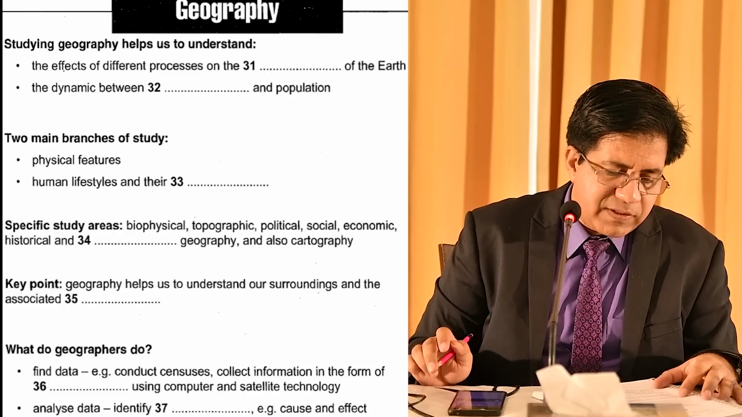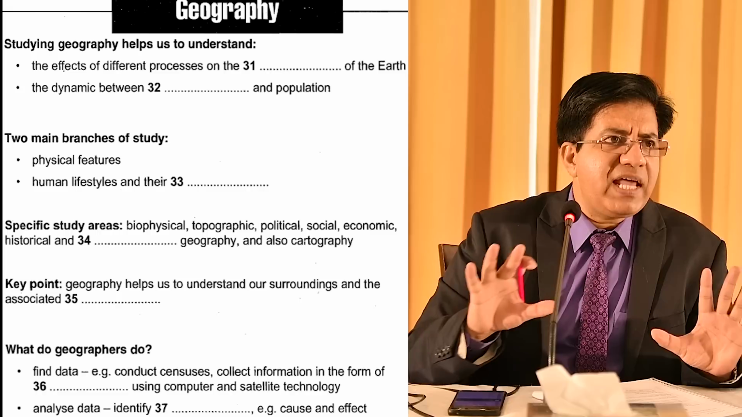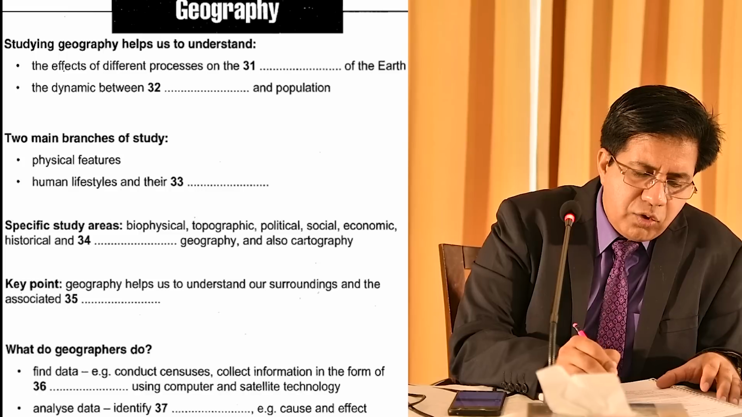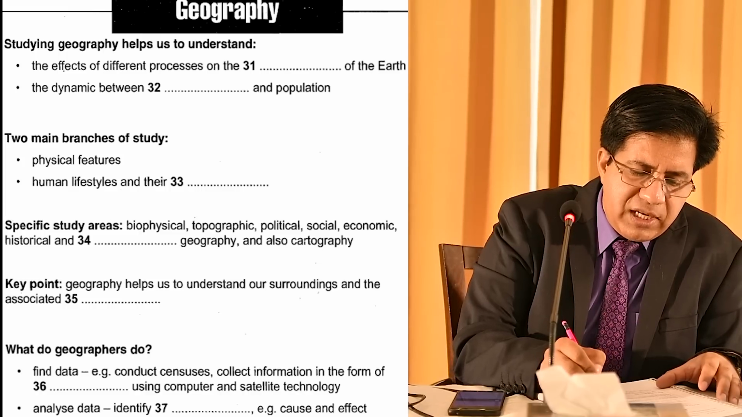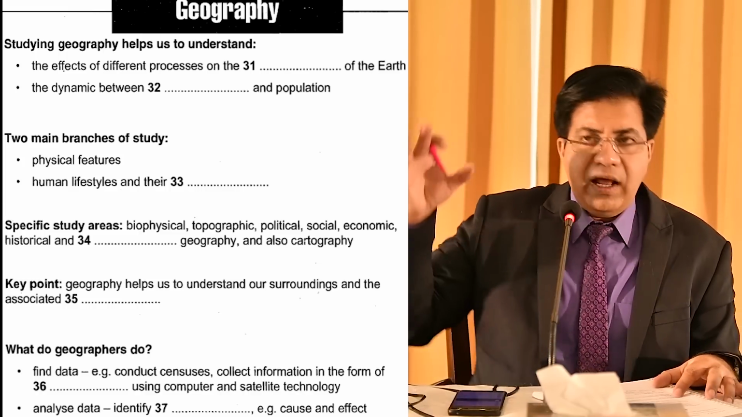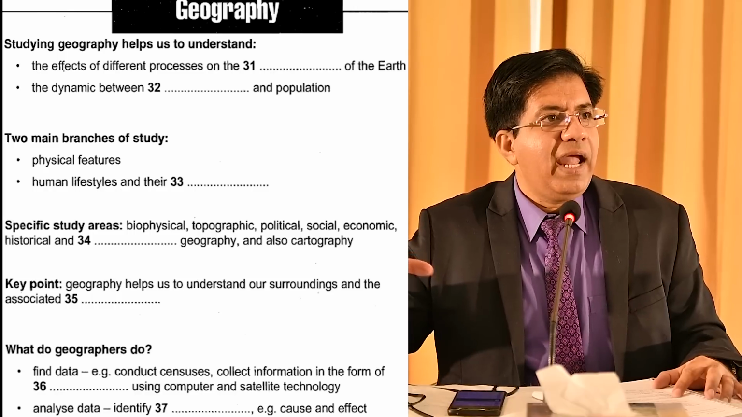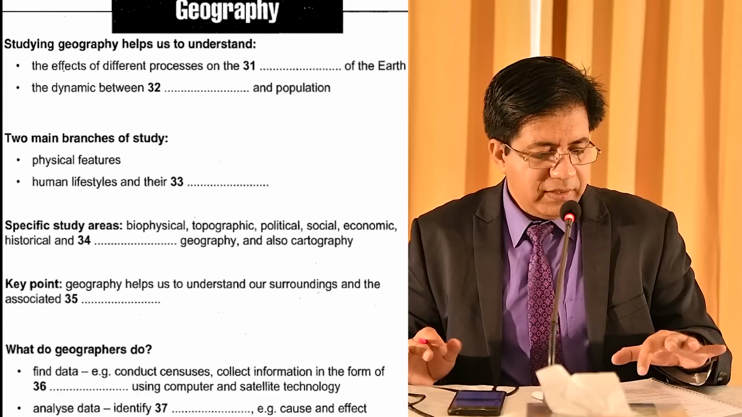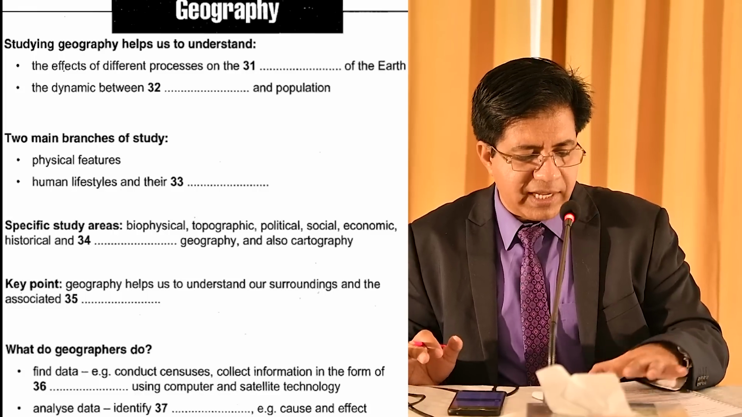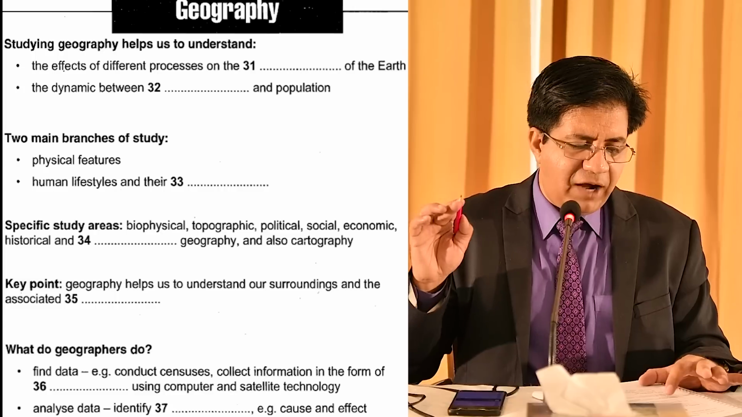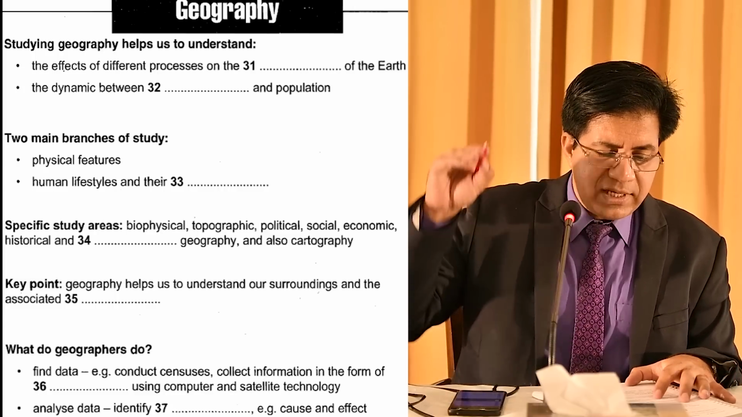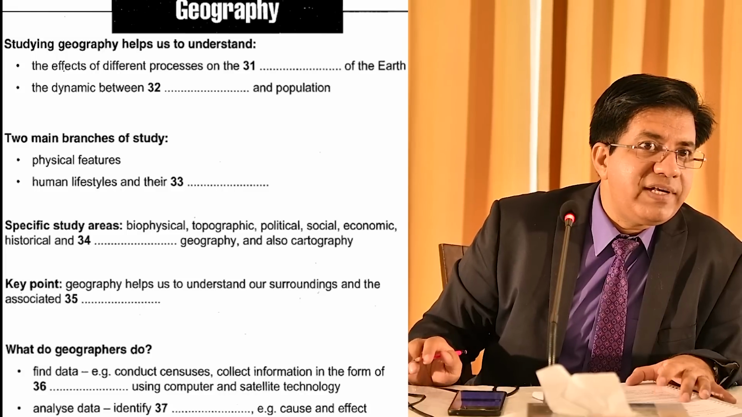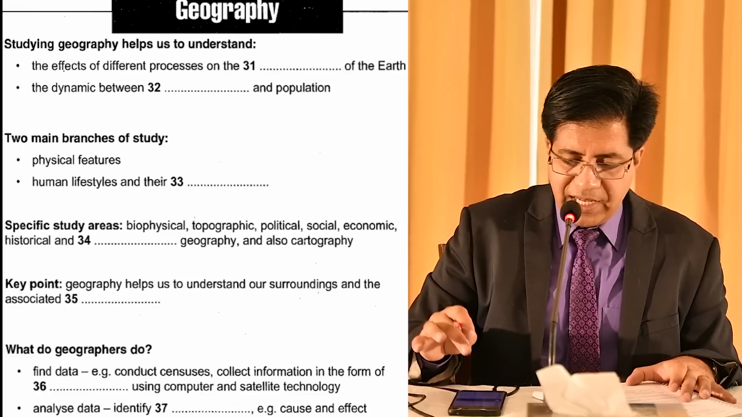Specific study areas. Biophysical. Now, this is very, very simple. In this question, first they will talk about biophysical, topography, political, social, economic, historical, and what comes after historical will be your answer. They will speak a couple of sentences about each. The question 34 is dash geography, so it's the type of geography they will tell us. Let's see.